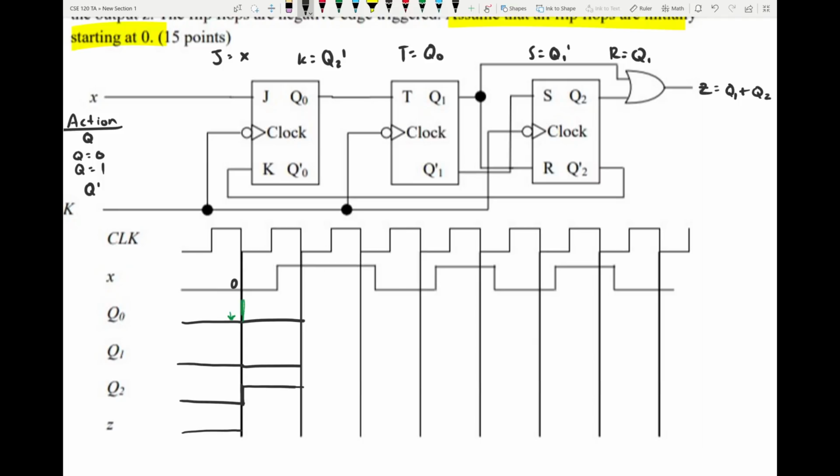Okay, now we have to think about Z. For the flip-flops, we have to look at where this green arrow is. We have to look at where it was before the clock cycle. Now, for an OR gate, there is no clock. The OR gate doesn't care about the clock. The OR gate updates in real time. So essentially, Z is going to get updated immediately. So as soon as Q2 becomes a 1, so does Z.